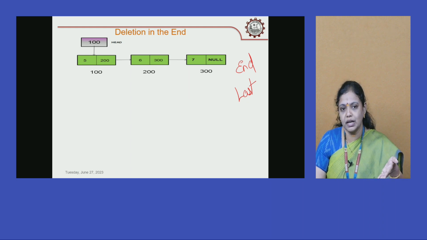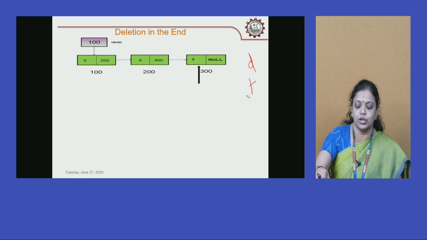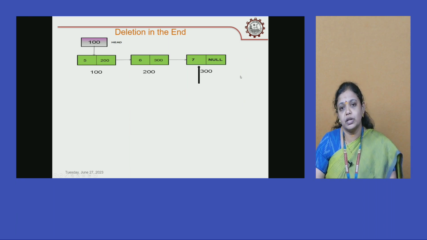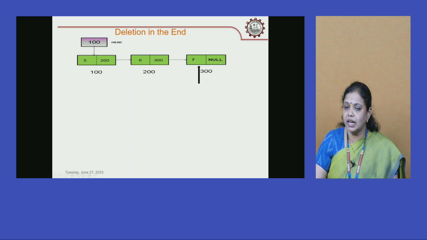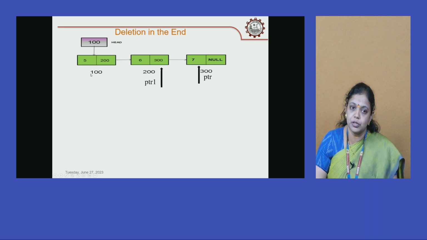So always we will start with head. If you see here, again the same thing: I have my PTR equal to head and I move till the last, but I will not cross beyond 300, because the next value of 300 is equal to null. Am I right or not? So your PTR finally comes and stops here, and as I said, every time I move PTR, I have to make the previous one PTR1. So when this was PTR, this was PTR1. When this is PTR, this is PTR1.